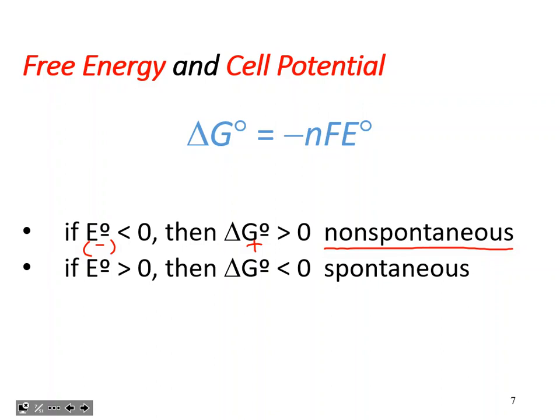Good question. And here, if the cell potential is positive, greater than 0, then delta G is negative, and this is going to be thermodynamically favored, or spontaneous. So don't forget the relationship between cell potential for electrochemistry and Gibbs free energy.